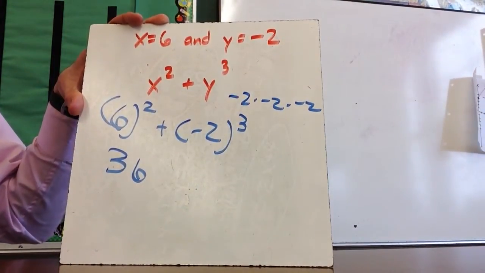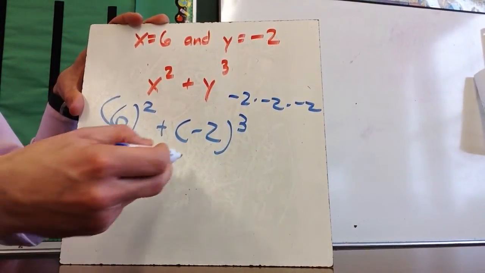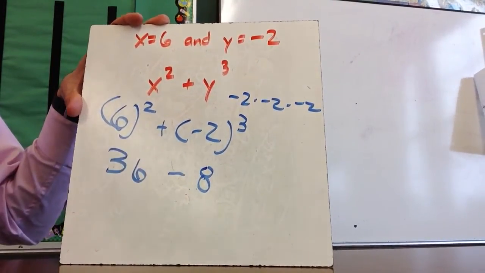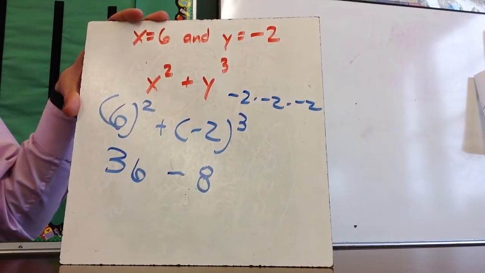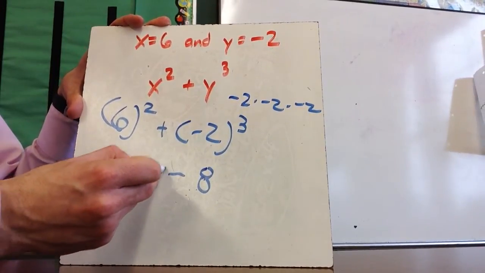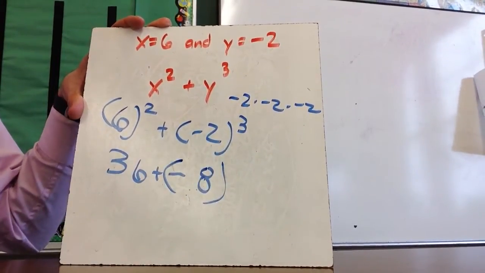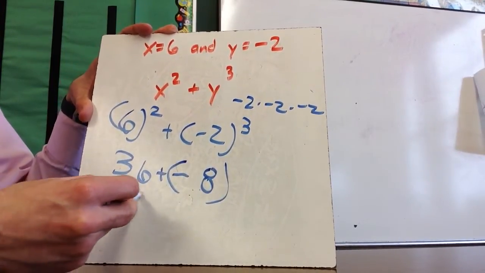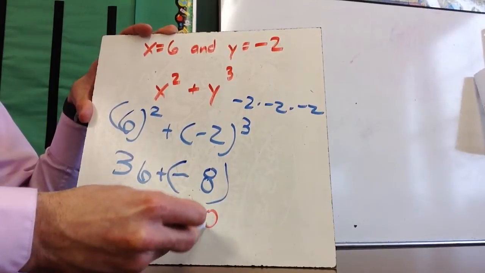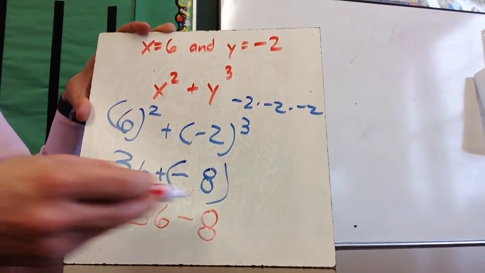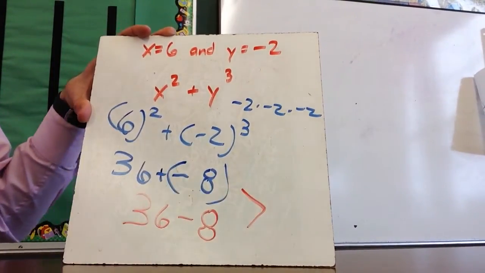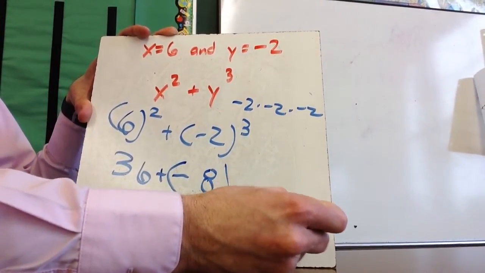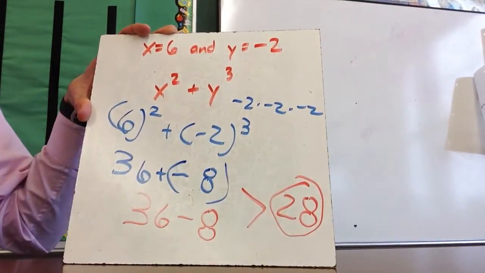Right? Negative times negative times negative will actually give me a negative answer, so this is going to be negative 8. So I can either write this as 36 minus 8, or if you want to put a plus and a parentheses, it says the same thing. So typically, I've written this as 36 minus 8, but again, remember that these say the same thing. And so 36 minus 8 would give you positive 28.